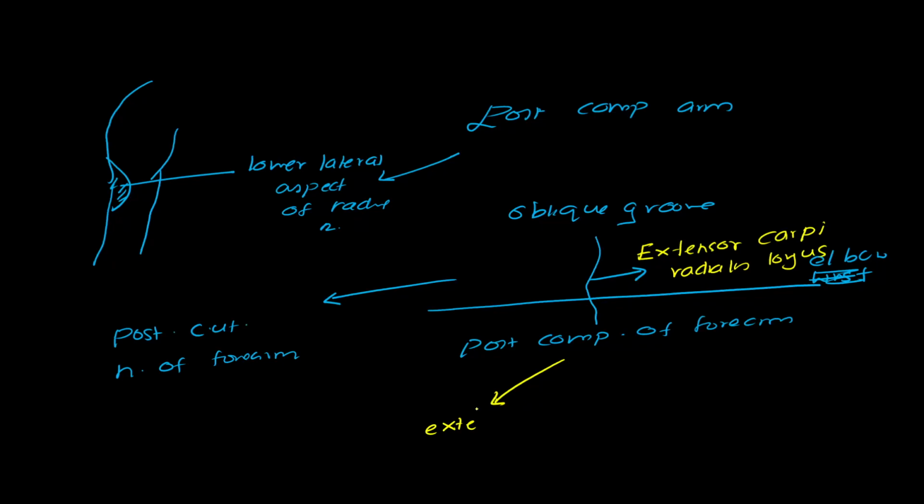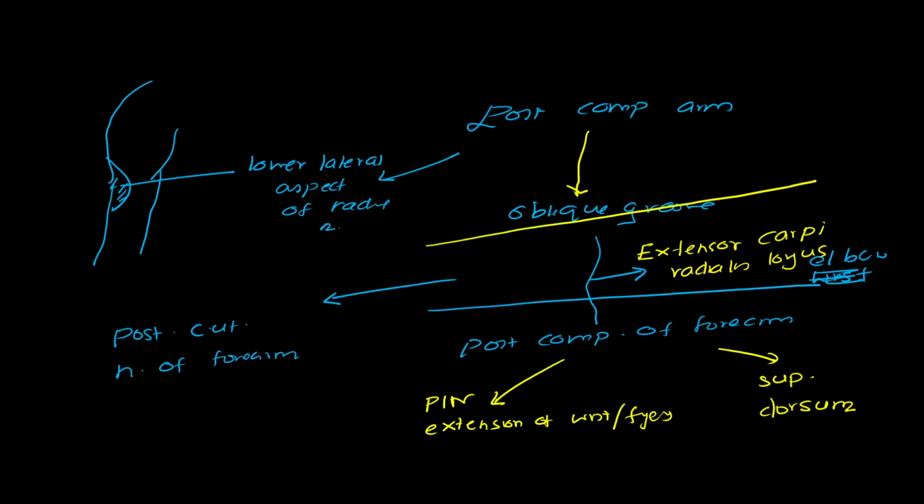So from the posterior compartment of the forearm, it gives off the posterior interosseous nerve, which does the extension of the wrist as well as the fingers. And it also gives the superficial branch, which is involved in innervation of the dorsum of the hand, which is sensory. Now what would happen if there's a fracture at the oblique groove of the humerus, a midshaft fracture, is that all the latter aspects would be disrupted.